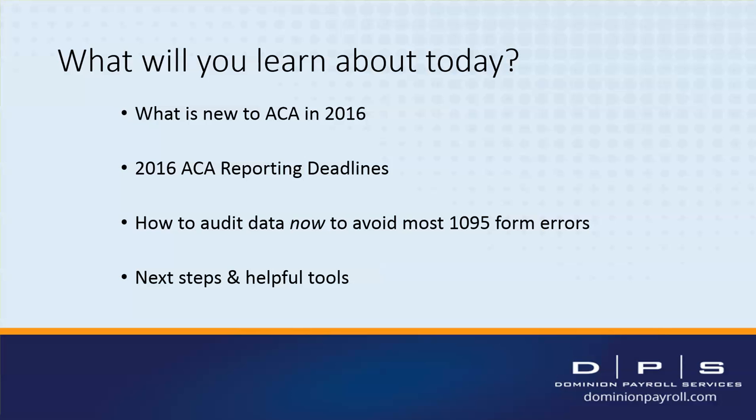What will you learn about today? What is new to ACA in 2016? What is different from last year? What do you need to educate yourself about? And what is going on for this reporting year? 2016 ACA reporting deadlines. We are going to let you know the deadlines that you need to make sure to know about, both IRS deadlines as well as Dominion payroll deadlines of when we're going to need you to complete things by in order to make sure that we can make this process go as smoothly as possible for you.